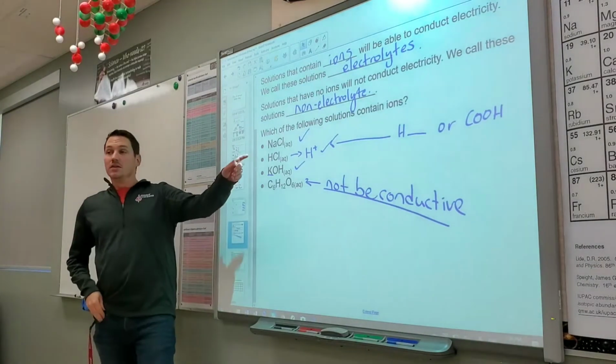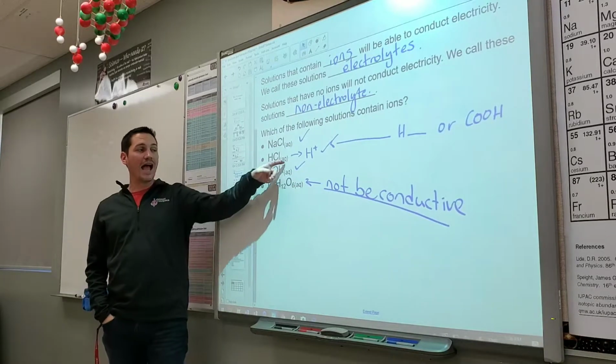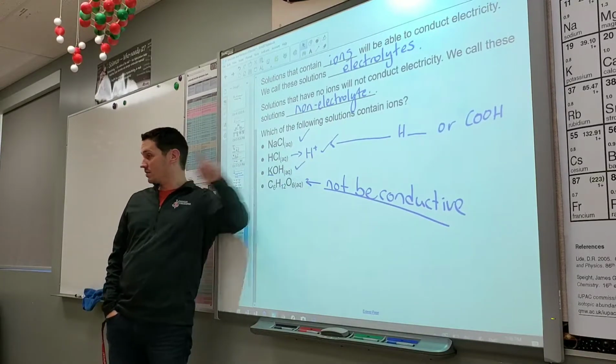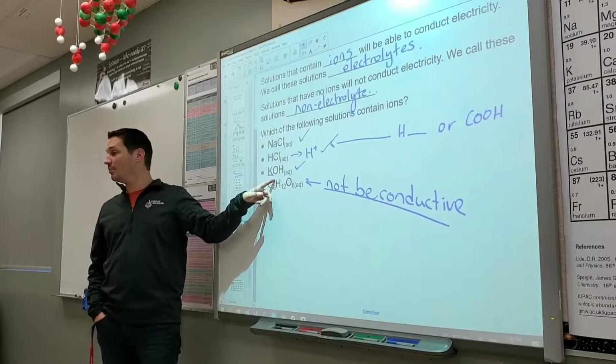Okay. Sodium chloride. This has ions in it, right? So it's conductive. Acids make ions, so they're conductive. This thing, this is actually a base.